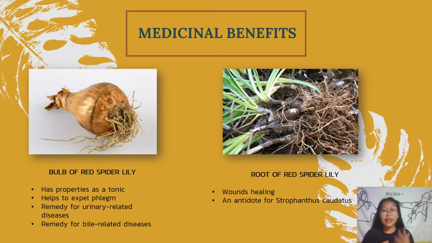The bulb of the red spider lily is bitter, has properties as a tonic, helps to expel phlegm, is used as a remedy for urinary related diseases, and used as a remedy too for bite-related diseases. And the second part, the root of red spider lily, has wound healing properties and is used as an antidote for Staphylococcus infection.